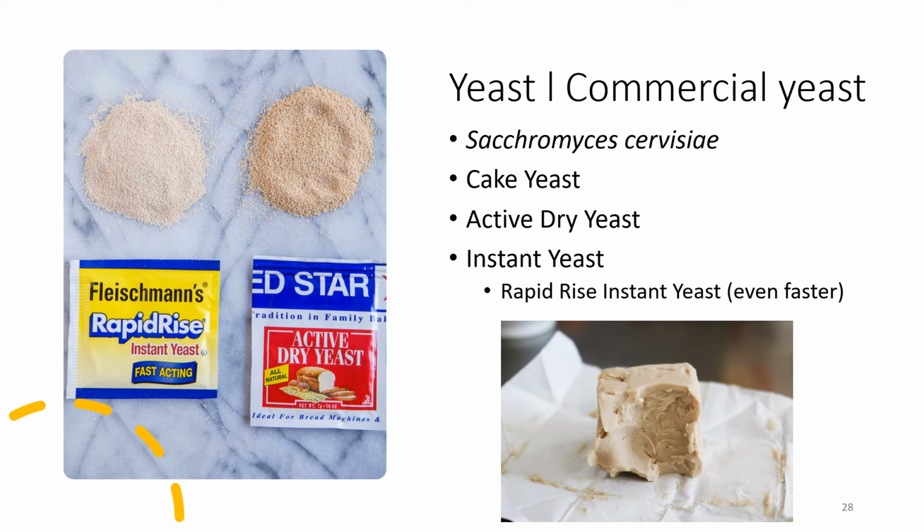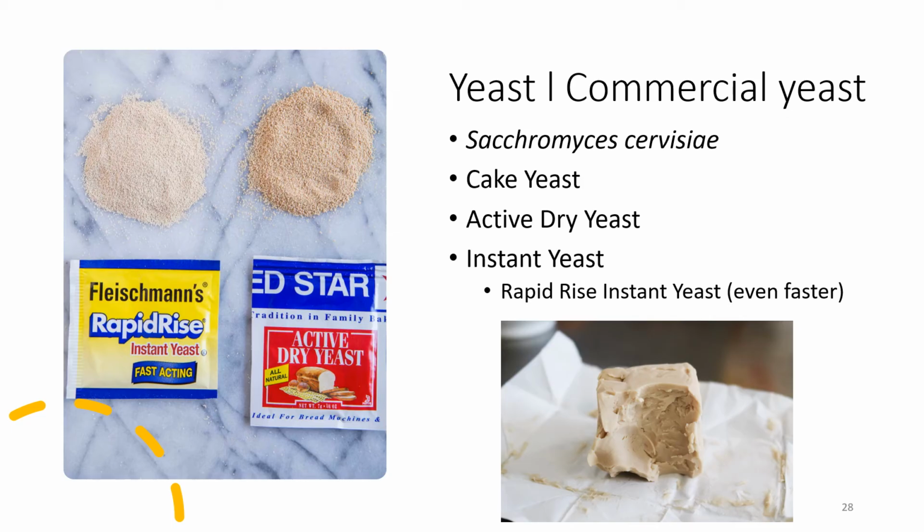Then we get to the differentiation between active dry yeast and instant yeast. The main differentiation is the size of the actual granules. Active dry yeast tends to be in larger granules relative to instant yeast. What that means is that you usually have to dissolve that active dry yeast in a little bit of water and sometimes sugar to activate it before you actually make the bread.